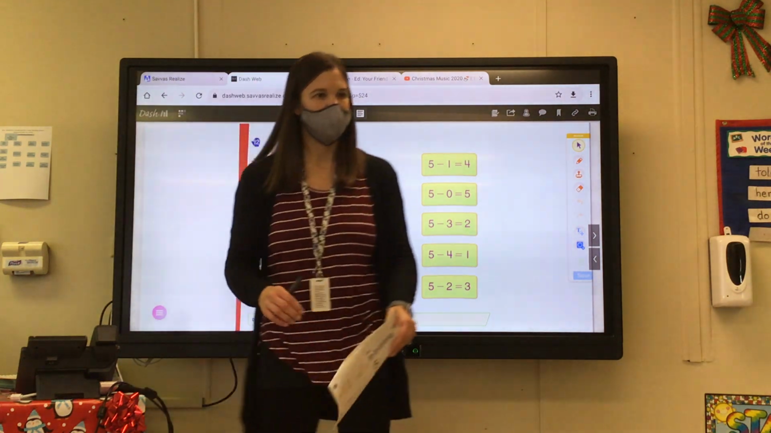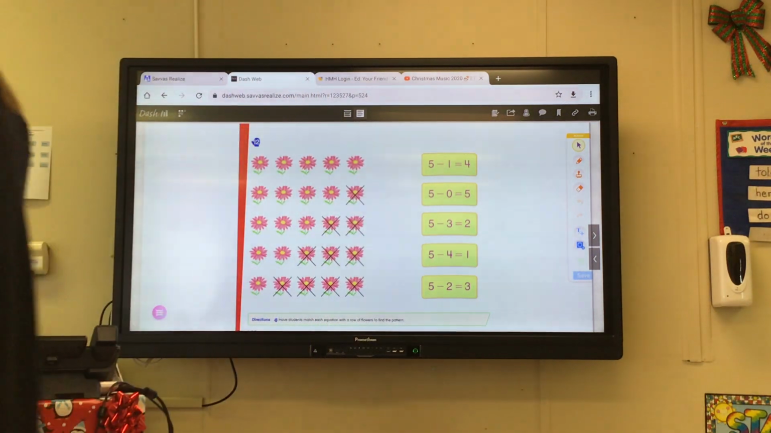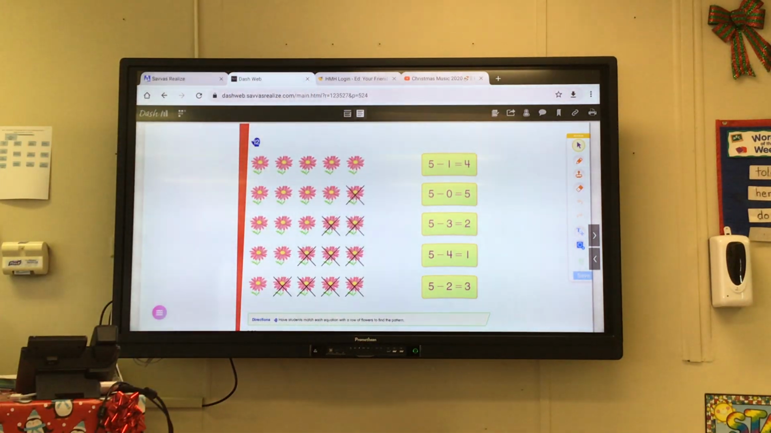Okay, Johan, so look. 5 take away 1 equals 4. Which one of these rows tells you what that was? So look at these. 5 take away 1. Is it this one? Don't do it yourself. So which one is it with the bottom? So 5 take away 1. Which one is it? Yep, so draw a line to that one.